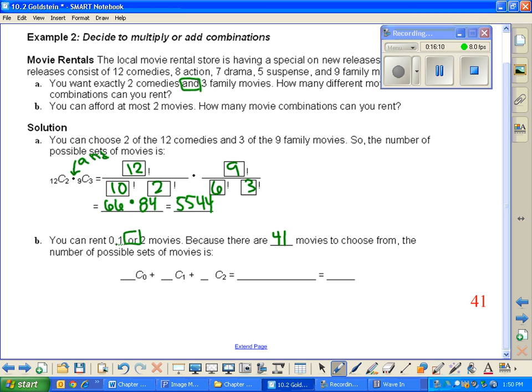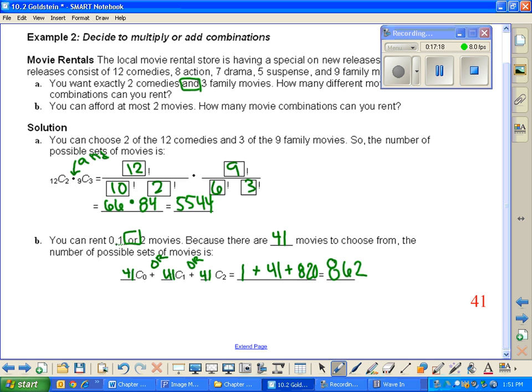So the number of possible sets of movies is, we could pick 0 out of the 41, or we could pick just 1 out of the 41, or we could pick 2 out of the 41, right? You might want to take some time to type these 3 combinations into your calculator. Hopefully for that first one you get 1, the second one you get 41, and the third one you get 820. So the number of possible sets of movies, if you can rent 0, 1, or 2, is 862. Did you find yourself getting 1, 41, and 820? Hopefully, yeah?